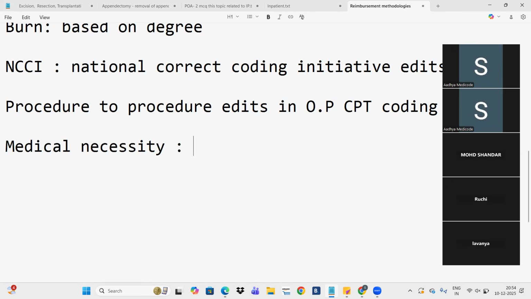Medical necessity means if we are coding any diagnostic study or any procedure that was performed, we need to look for the reason of the procedure, why they did the procedure, or for which reason they did the diagnostic study. What is the reason to perform a procedure or a diagnostic study for the patient? For any patient, why will they perform any one surgery or procedure?